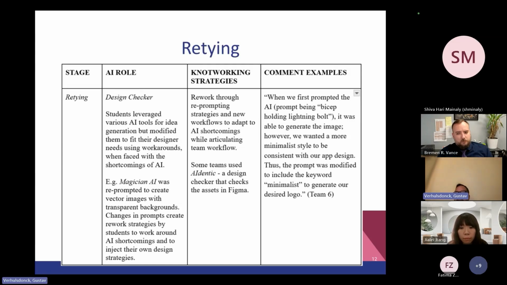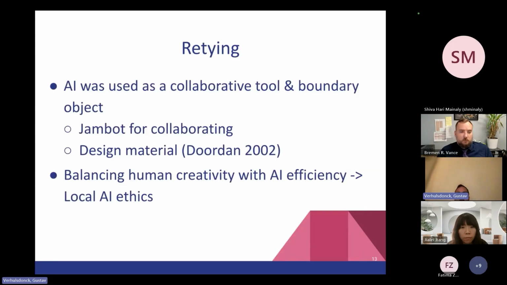as a design checker on our work. So they were kind of ensuring our creativity. So we thought that was a very interesting negotiation of student creativity. So as Jialei mentioned, AI was definitely used in the retying phase as a collaborative tool or to generate ideas and to kind of negotiate that agency.